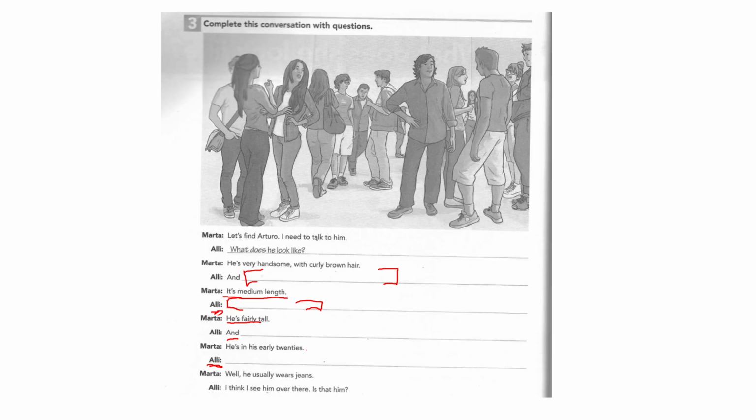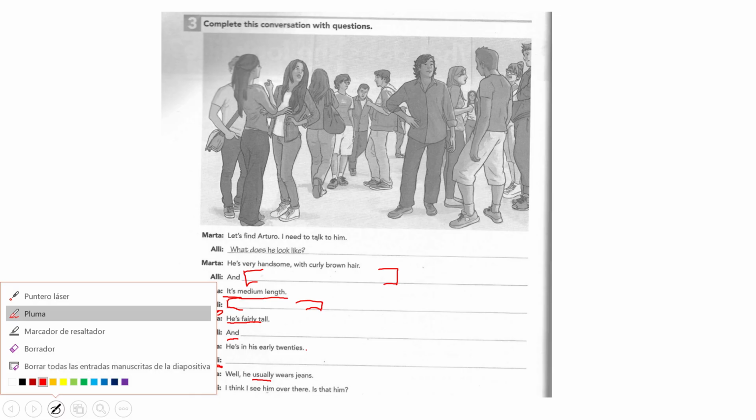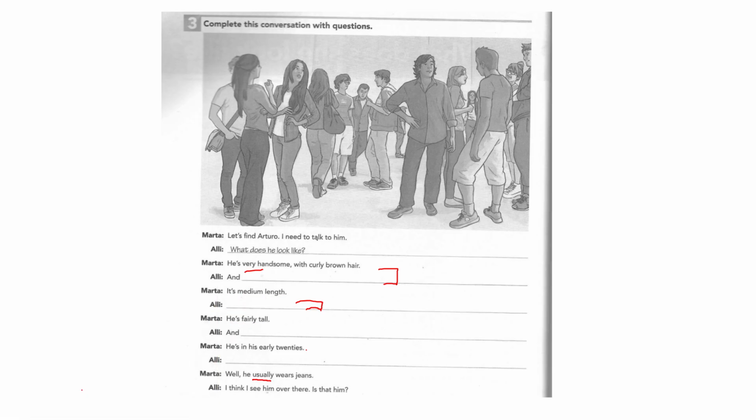This is easy to understand because we're using here an adverb of frequency. So we're talking here in simple present, so we are going to use a simple present question. What does he usually wear? Okay. Any questions, guys, about this? Any questions? Tell me, Joanco.